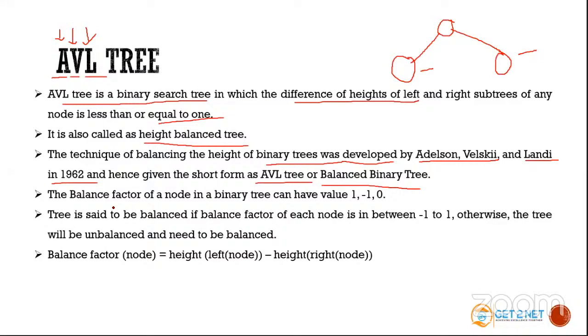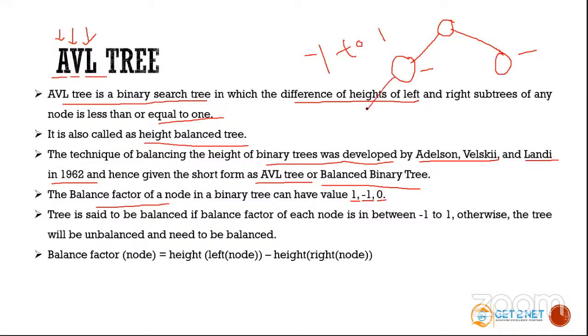So the balance factor of a node, as I said before, has three values: 1, minus 1 and 0. Not more than that, not less than that. The balance factor should be between minus 1 and 1, that means minus 1, 0 and 1. Remember these things. A tree is said to be balanced if the balance factor of each node is between minus 1 and 1, otherwise the tree will be unbalanced.